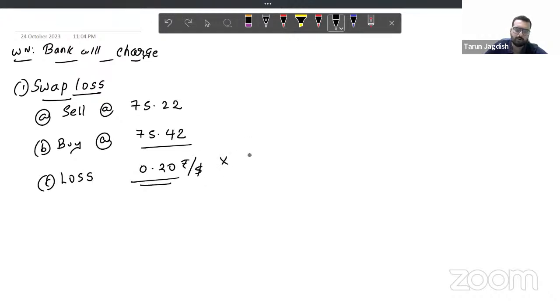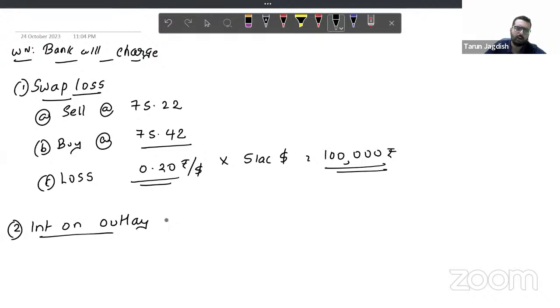So in that case, what is the loss that the bank has made over here? 0.20 rupees per dollar into 5 lakh dollars. Do you get the answer as 1 lakh rupees? So they are saying that bank will charge this 1 lakh from the customer because bank is suffering this loss because of the customer. Okay. Point number 2, they will have interest on outlay of funds.